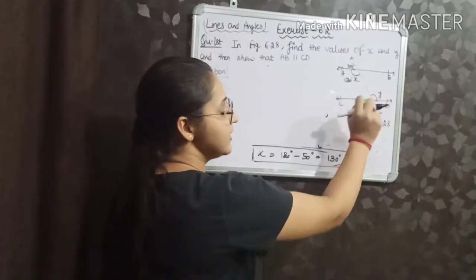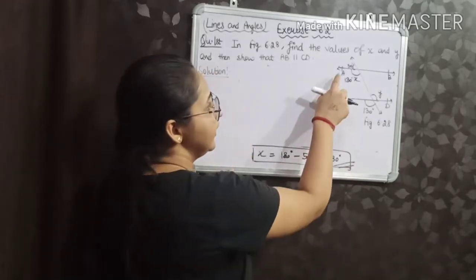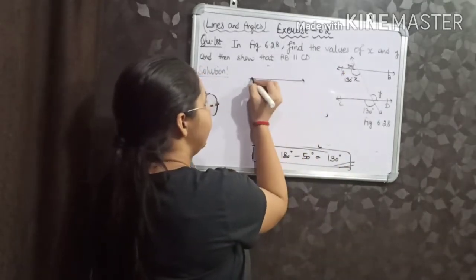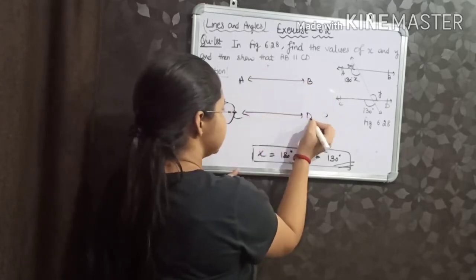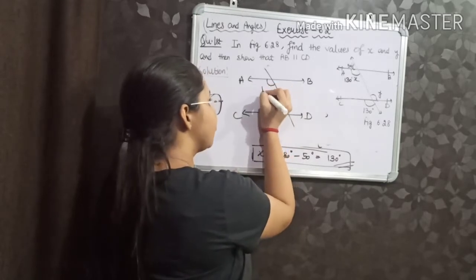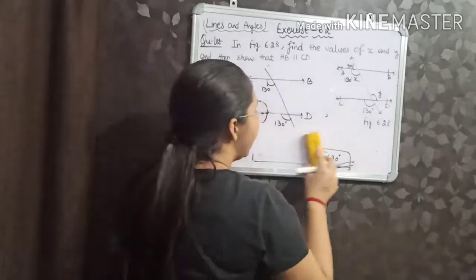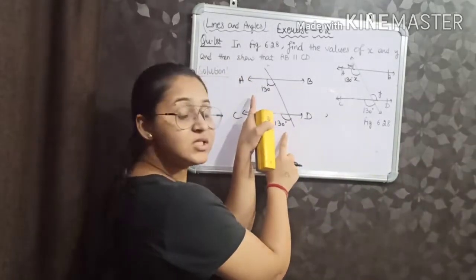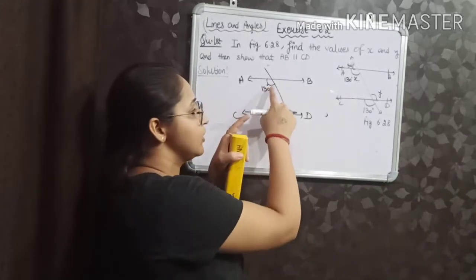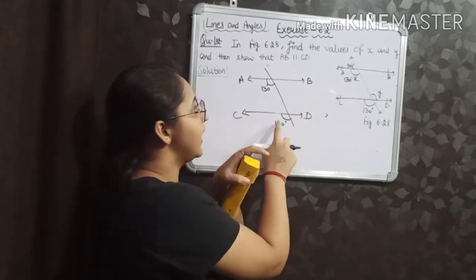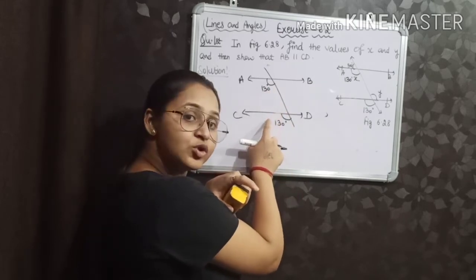Where is y? y is here. Now you see that it is 130 degrees and it is 130 degrees. AB and CD, I am drawing again AB, CD, and this is a transversal line. This angle is 130 degrees and this angle is also given to be 130 degrees, and you observe that these two angles are corresponding angles. Corresponding angles lie on the same side of the transversal line, and if one is below the parallel line, then the other must also be below the parallel line.